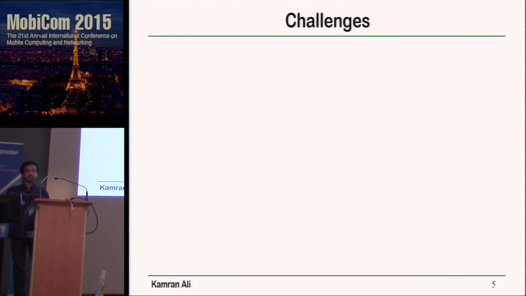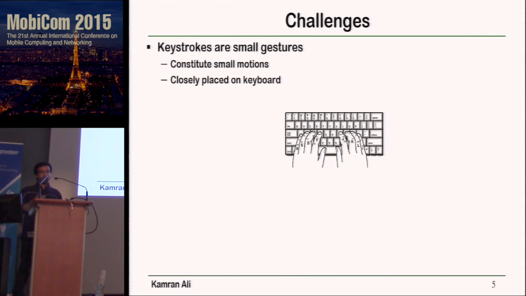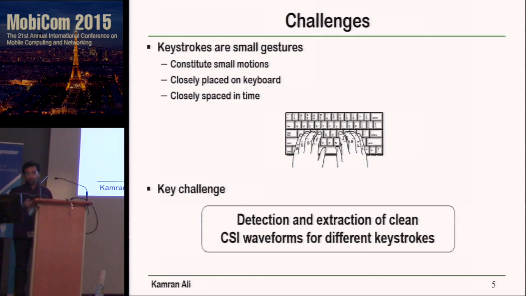However, recognizing keystrokes using commodity Wi-Fi devices is a challenge because keystrokes are relatively small gestures as compared to hand waving or pushing, pulling, etc. They constitute a small amount of motion. They are closely placed on the keyboard and they are closely spaced in time as well. So the key challenge here is to detect and extract the keystroke waveforms from the CSI data collected from the commodity devices.